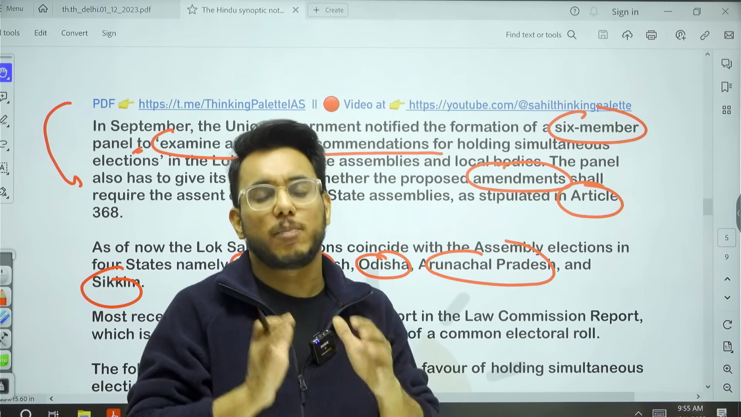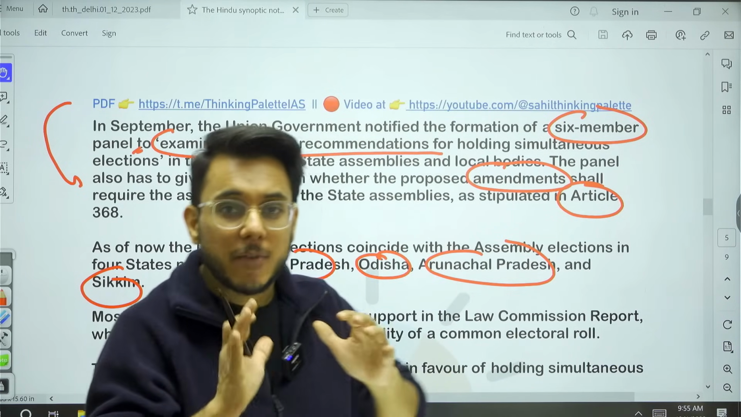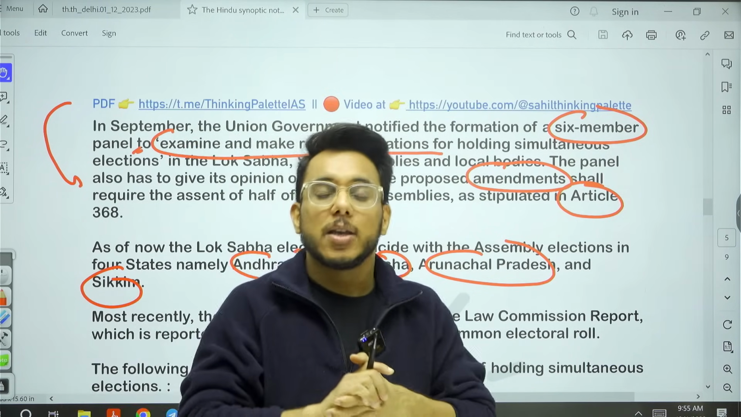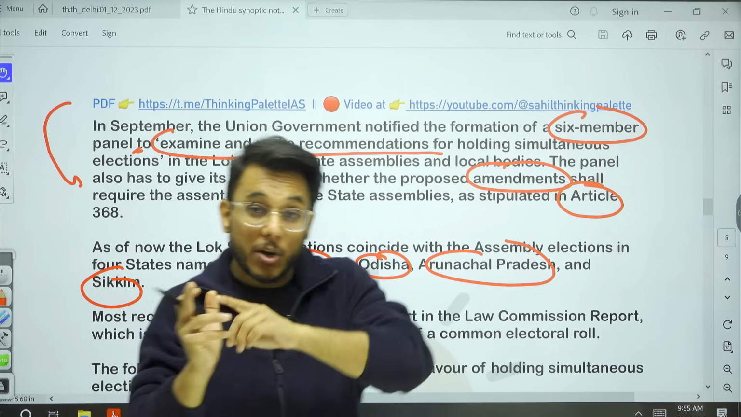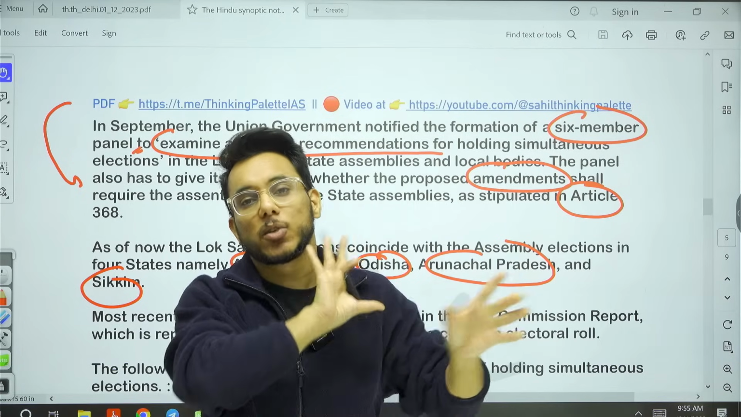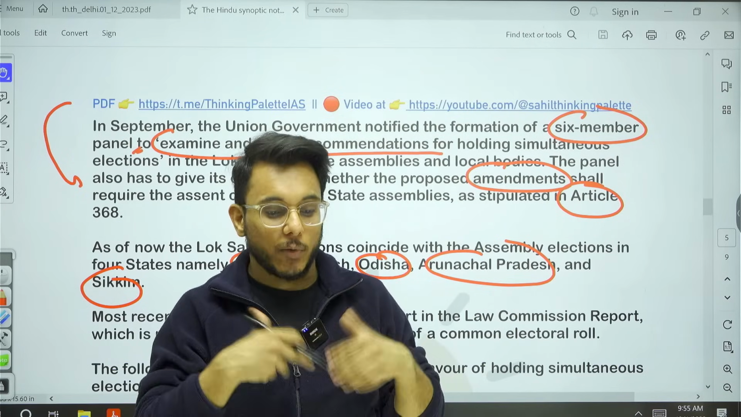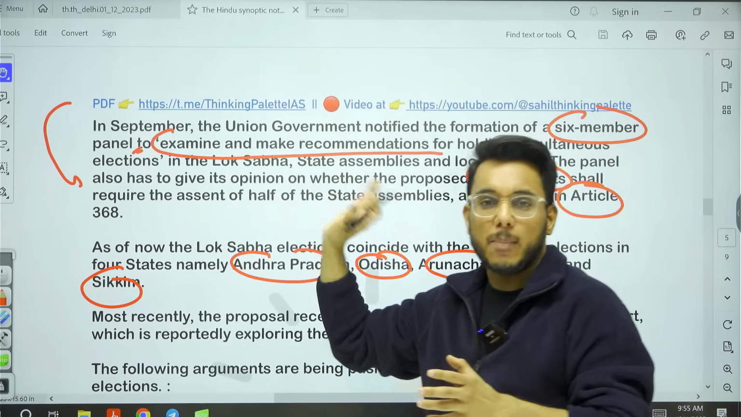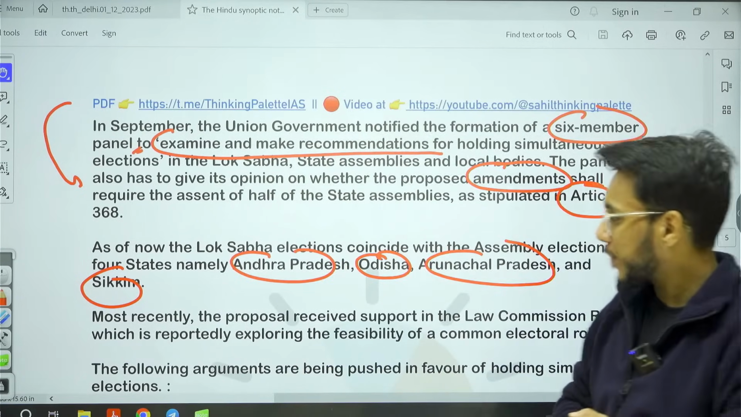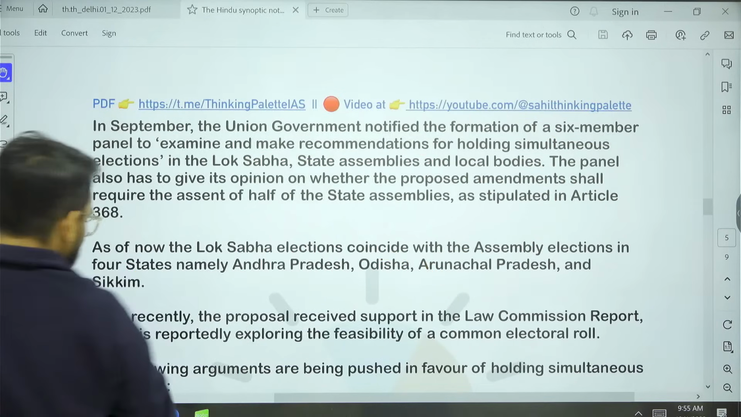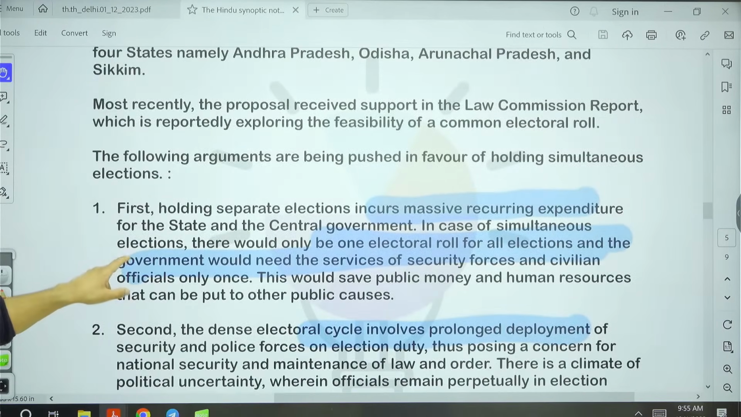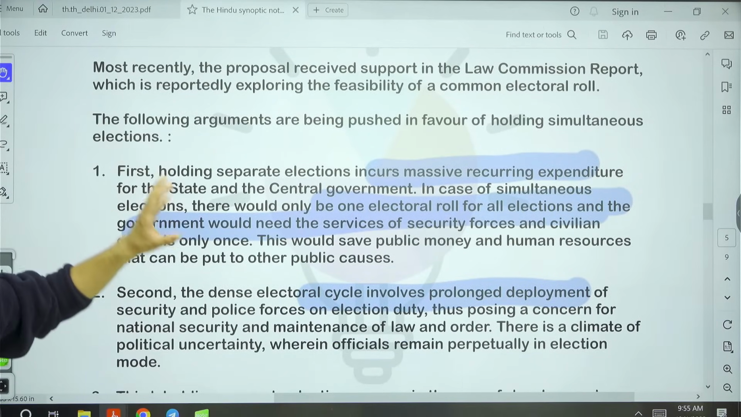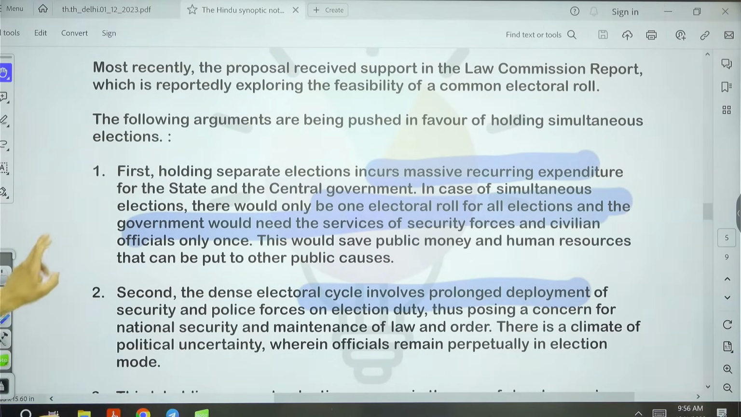Because many political experts have said that if you want to bring simultaneous elections, you need to pass it by special majority, and ratification by 50% of states is also needed. So whether it is needed or not, all these matters will be investigated by this 6-member committee that has been constituted. Now, let's see what the arguments are in favor of as well as against holding simultaneous elections.